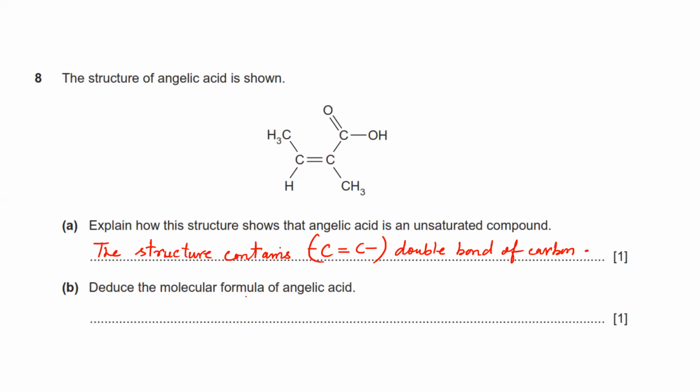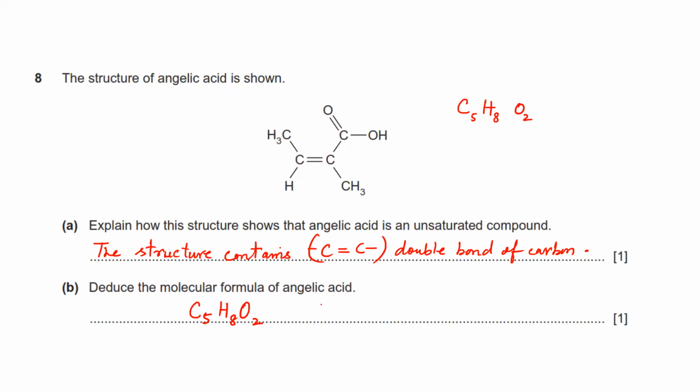It says deduce the molecular formula of angelic acid. Okay, so calculate all the elements. So we have C, we have H, we have O. So let's count: 1, 2, 3, 4, 5 C. Then 1, 2, 3, 4, 5, 6, 7, 8, so we have 8 H. We have 2 O's. So this is the molecular formula, C5H8O2.